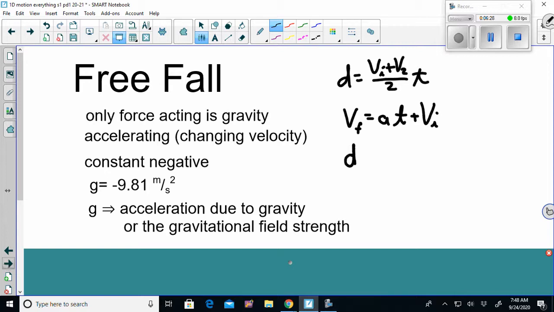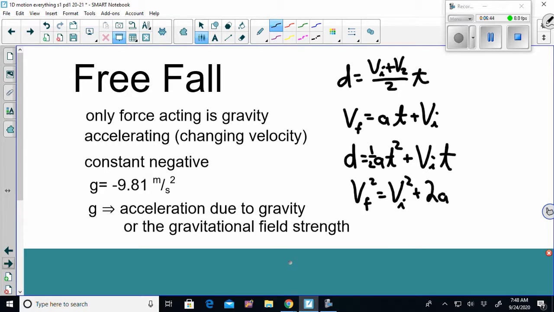The third one was, oops, I forgot the 1/2. 1/2 at squared plus vit. And the last one, vf squared equals vi squared plus 2ad. Those 4 equations, in particular, these 3, are going to be exactly the same for an object in free fall.